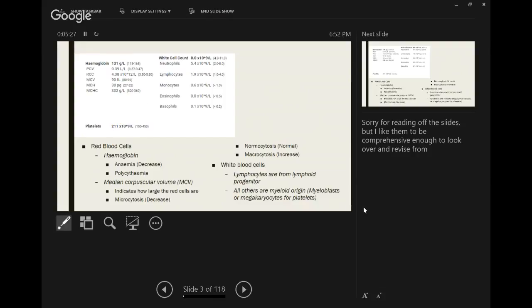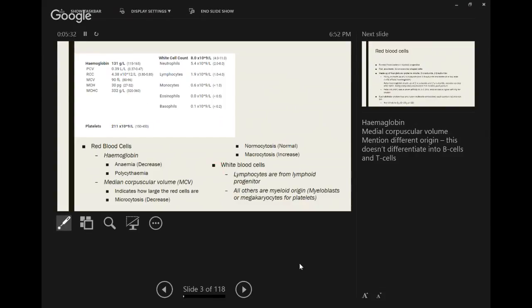Going on from that, this is a full blood count, as you'll see at most hospitals. The thing you really care about here is particularly hemoglobin. So how anemic are they? Are they polycythemic? Is it normal? If you do have an abnormality in the hemoglobin, you then look at the mean corpuscular volume. That tells you how big the red cells are, and so that helps you define it as a microcytosis, a normocytosis, or a macrocytosis. So whether they're decreased, normal, or increased.